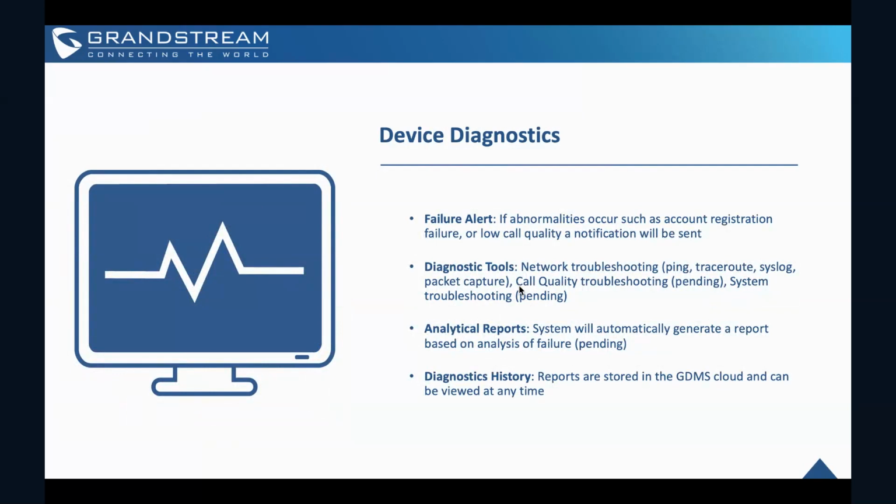For failure alerts, we can have abnormalities such as account registration failure or low call quality. We can have notifications sent to us via email so that we know what's going on. We can start to be proactive.